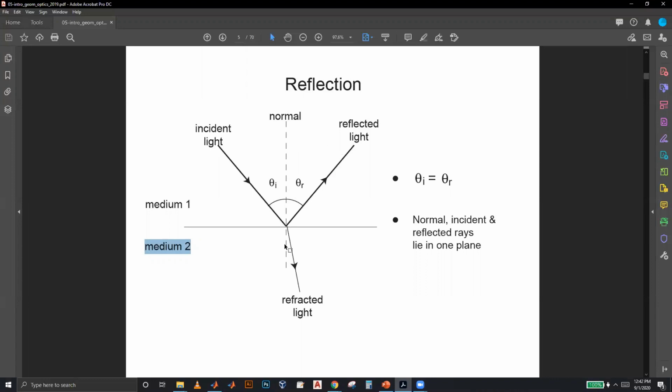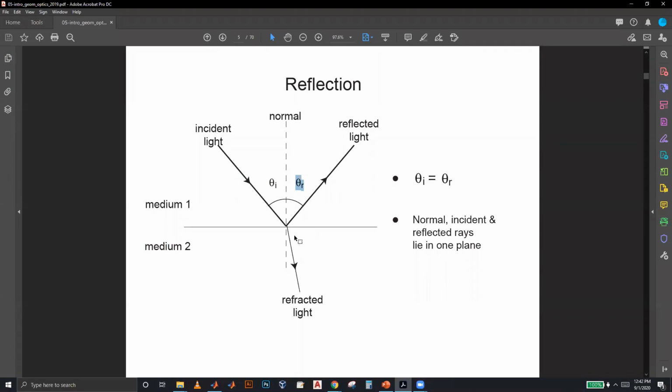Now we draw the normal to the interface between the two media. The law of reflection states that the angle subtended by the incident light with the normal, defined here as theta I, will be equal to the angle subtended by the reflected light to the normal, theta R. Simply, the angle of incidence equals the angle of reflection.